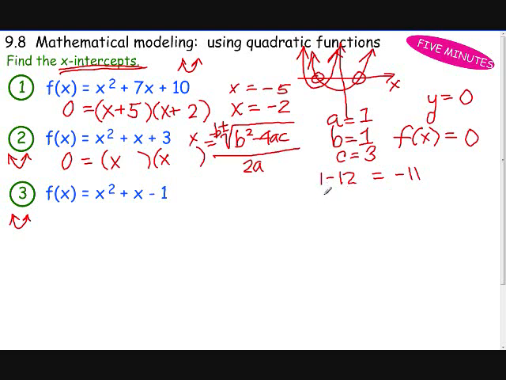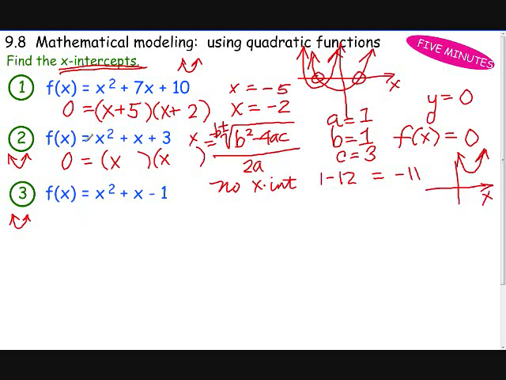So the discriminant is less than 0. There are no x-intercepts here because the solutions are not real numbers. If I were going to graph this, I actually don't know where it is. I should find out perhaps. But one thing I do know is that it does not cross this x-axis.